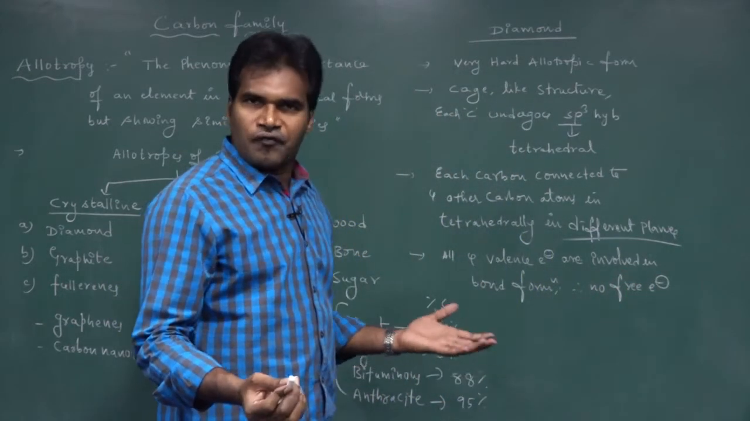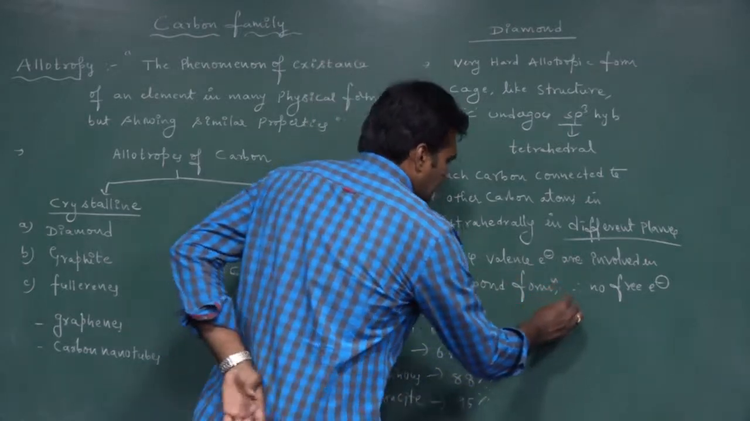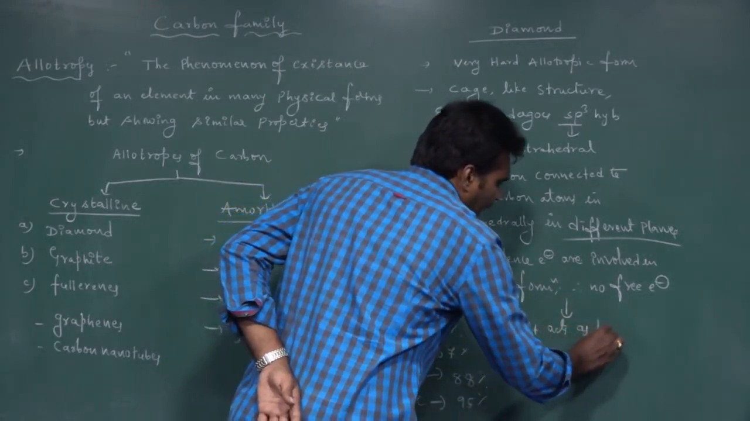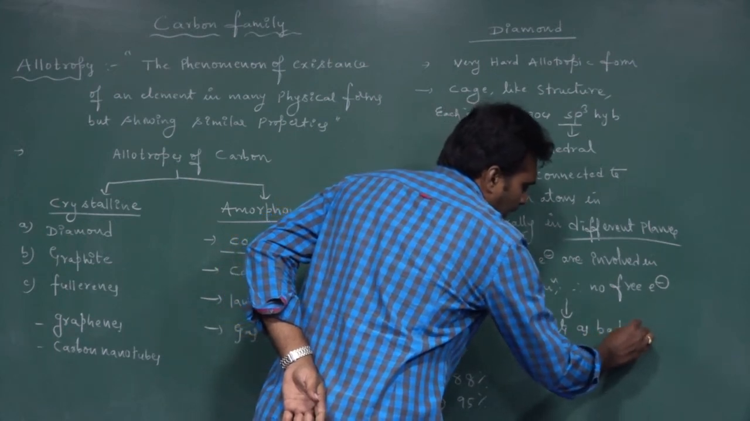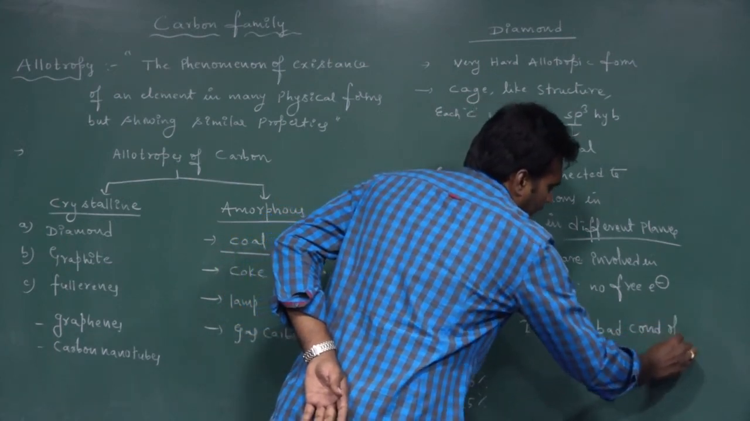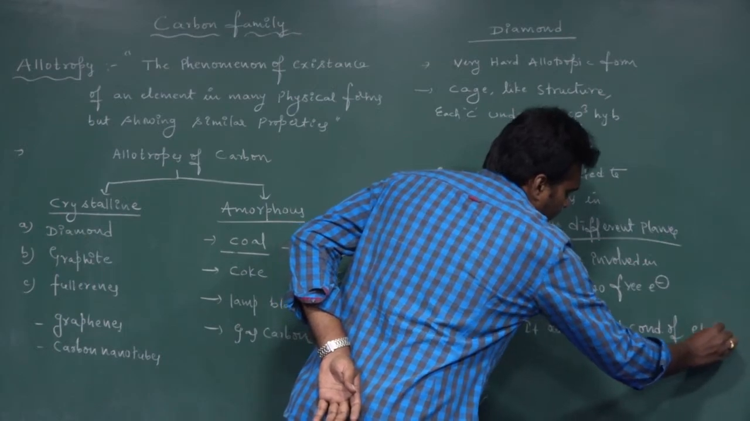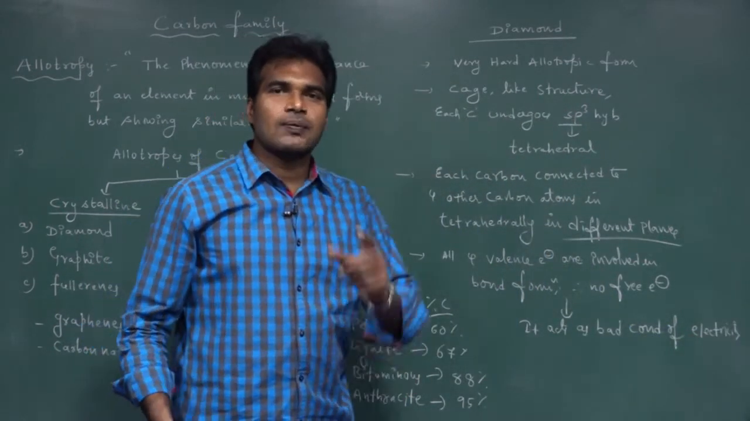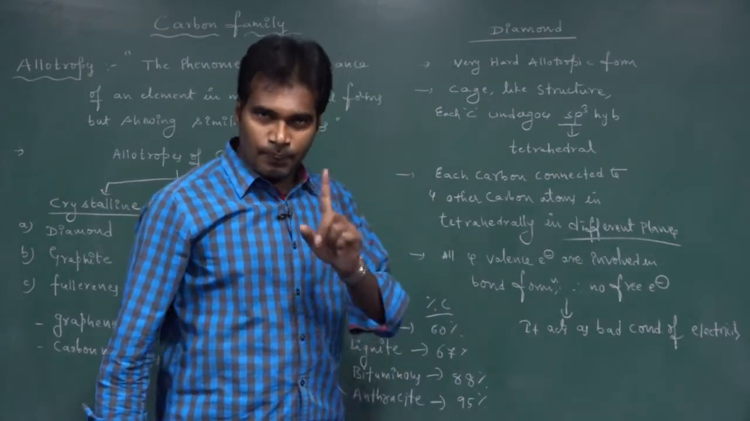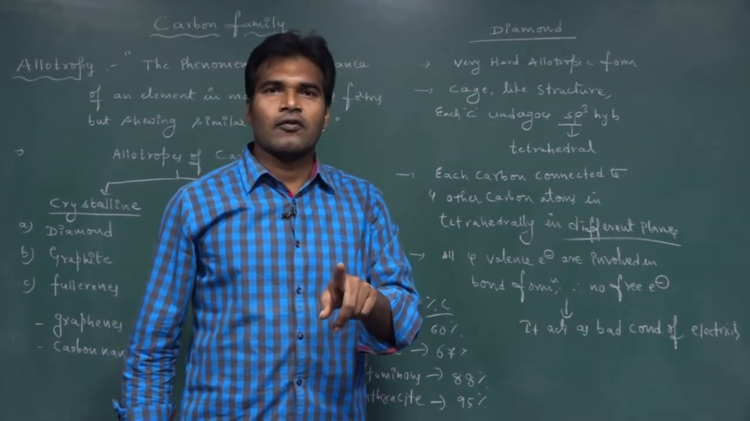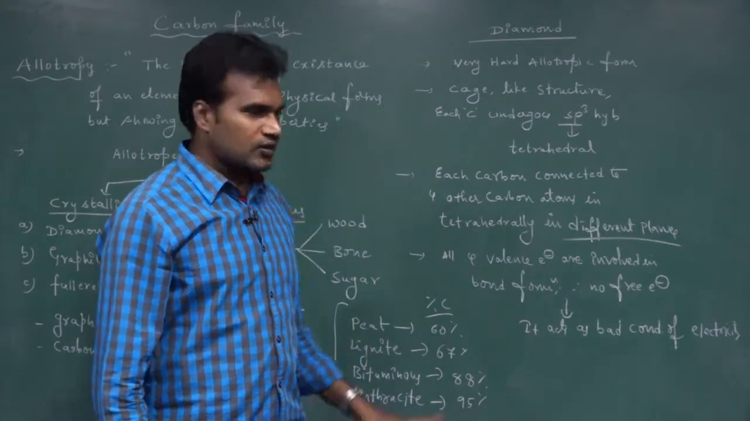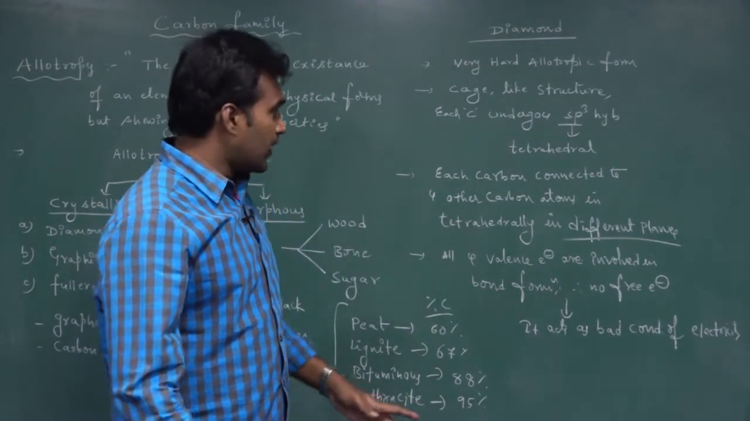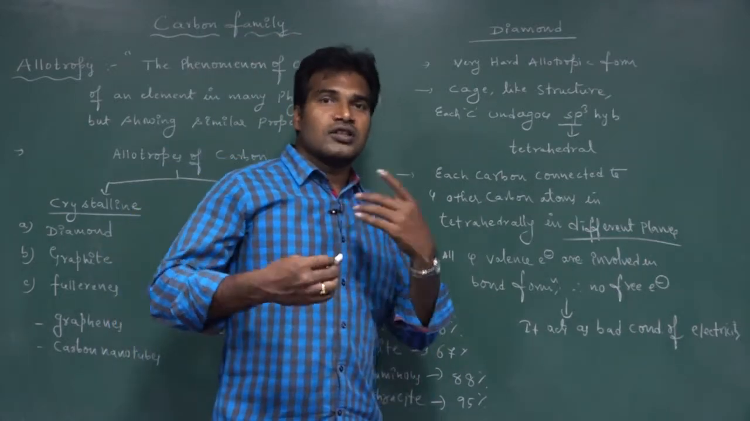Okay, if there are no free electrons, then it acts as a bad conductor of electricity. So they may ask you the question: diamond is a bad conductor of electricity, but it's a good conductor of heat energy. So it's a good thermal conductor, but a bad electrical conductor. You may get the doubt: how will it be a good thermal conductor?